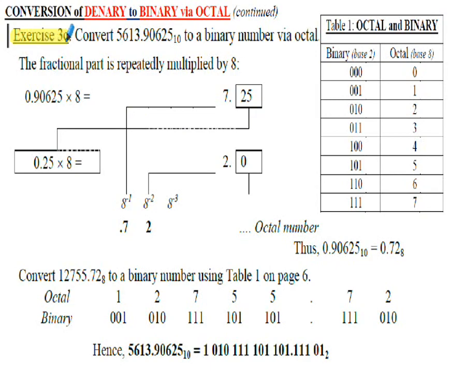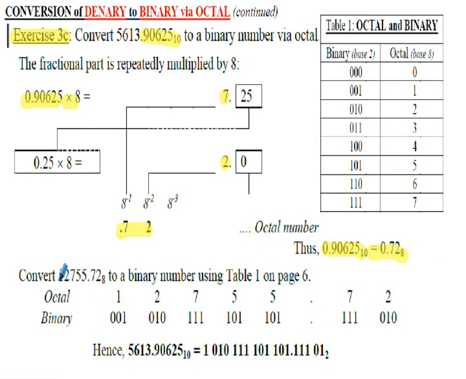Exercise 3C continued. We now take the fractional part of the number given in the question in base 10 and continually multiply that by 8 and read the integer values as the octal number. That should give us 0.72 in octal. So 0.90625 in base 10 is equal to 0.72 in octal.